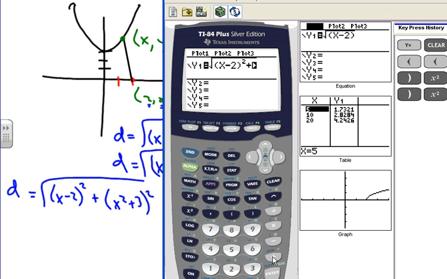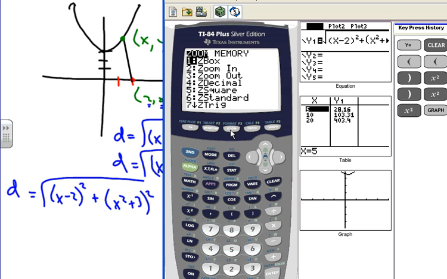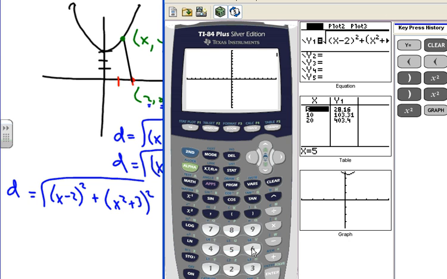And then let's square this. Let's add that to quantity x squared plus 3, quantity squared. And we can graph this to find out what it looks like. We have a graph that looks like this. If you want to go zoom 6, you can get a standard window. But we're looking for a minimum value here. And we can see that we do have a minimum value, which is located right around this location.